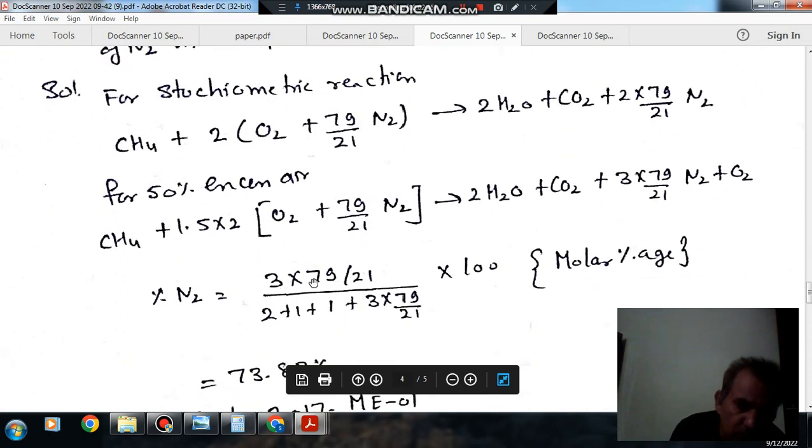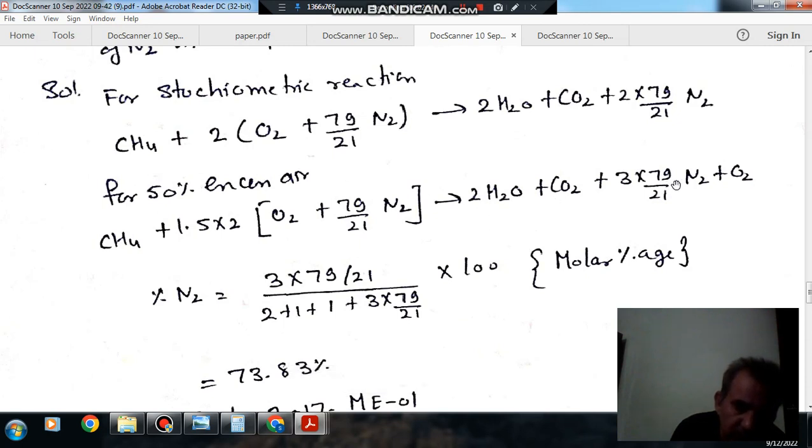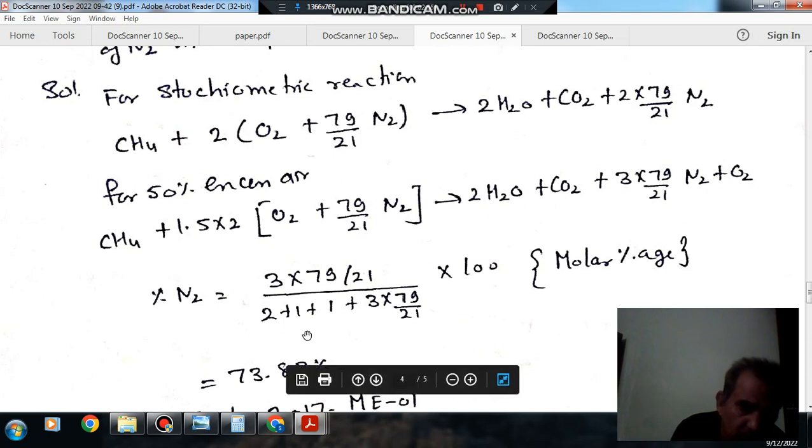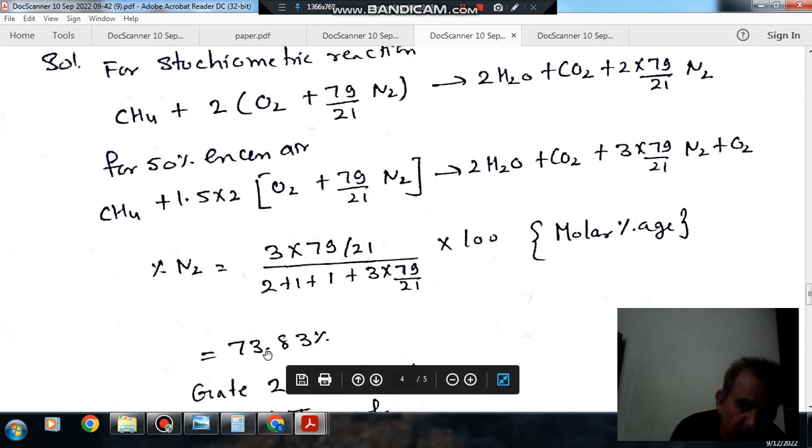So now the moles of nitrogen is 3 into 79 by 21, and the total number of moles in products are 2 plus 1 plus 1 plus 3 into 79 by 21. So the molar percentage of nitrogen is 3 into 79 by 21 divided by the summation, 2 plus 1 plus 1 plus 3 into 79 by 21, into 100, so that is 73.83%.